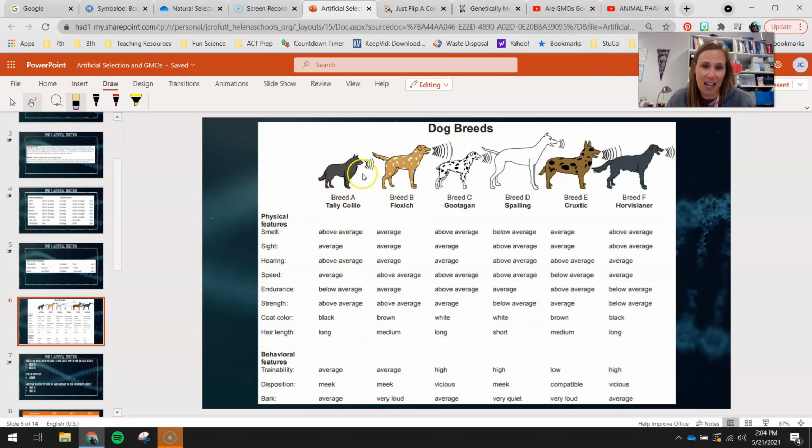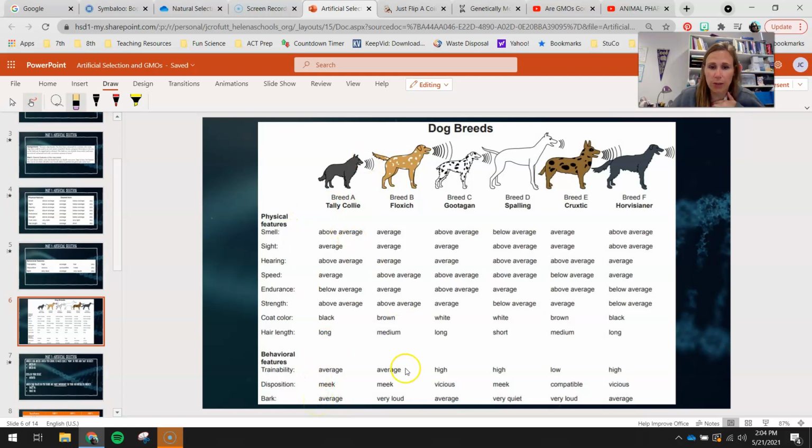So for instance, this Tally Collie has above average smell, sight is average, hearing is above average, speed is average, endurance below average, strength above average, coat color is black, hair length is long, trainability is average, disposition is meek, so it's kind of a shy dog, and its bark is an average volume.